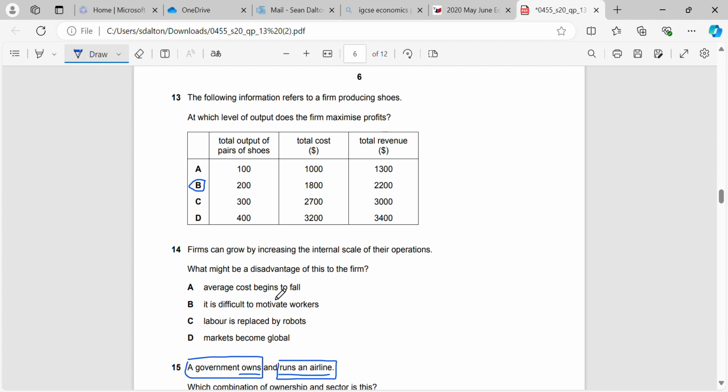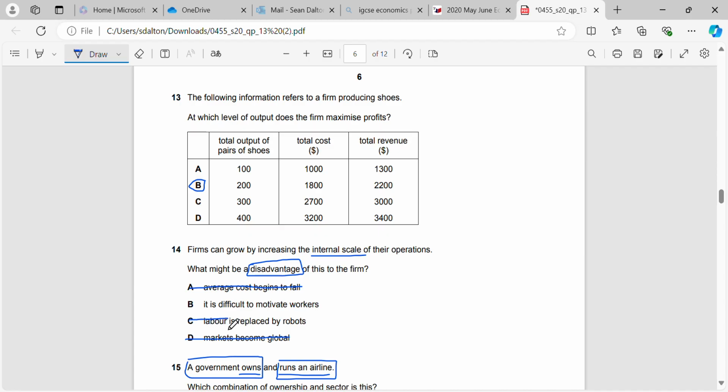Firms can grow by increasing the internal scale of their operations. What might be a disadvantage of this to the firm? Okay, average costs to fall, that would be an advantage, so we know that that's going to be wrong. Markets becoming global, that would be another advantage. It gives us more opportunity to export our goods and services to other countries.